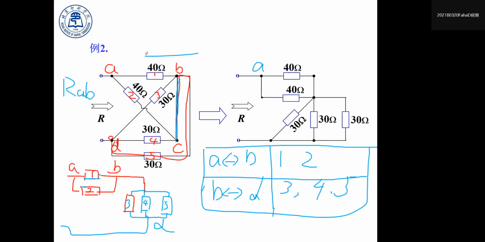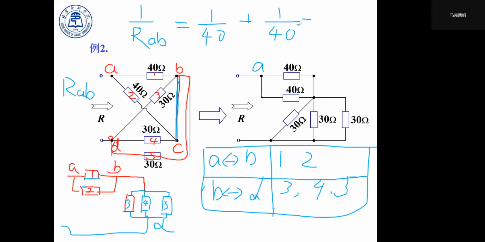So we can calculate the value of RAB. Which means the reciprocal of RAB equals the reciprocal of the first resistor, 40, plus the reciprocal of resistor 2. Resistor 2 is 40. Okay. So from this we reach the result of RAB. RAB must be 20. 20.